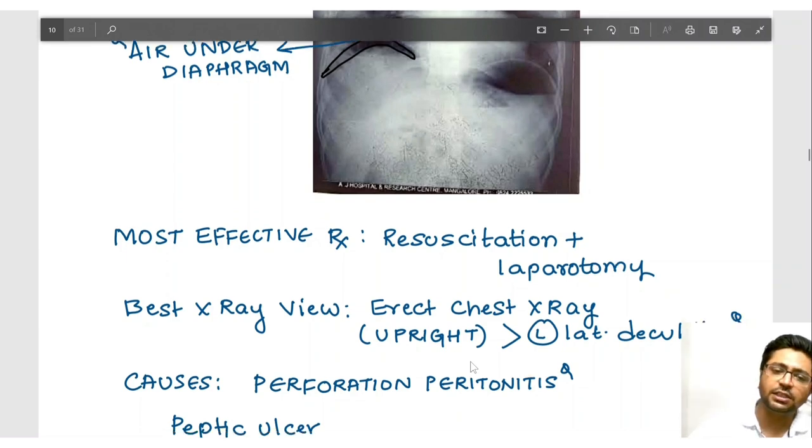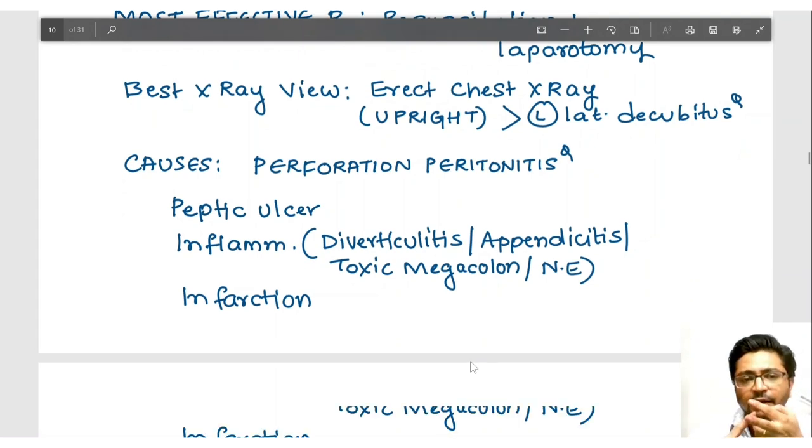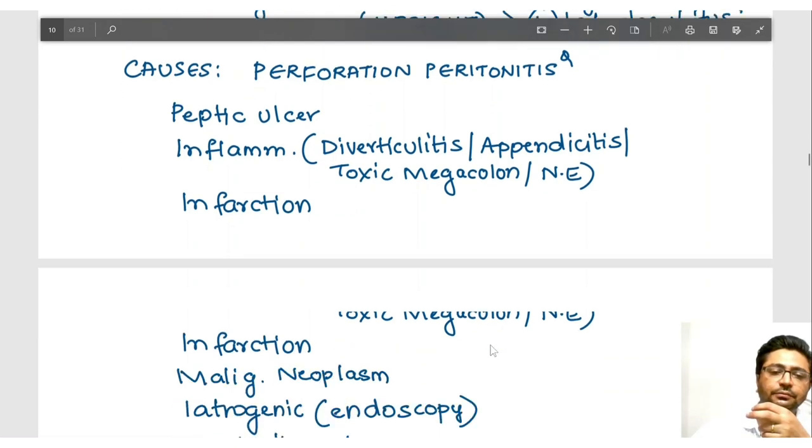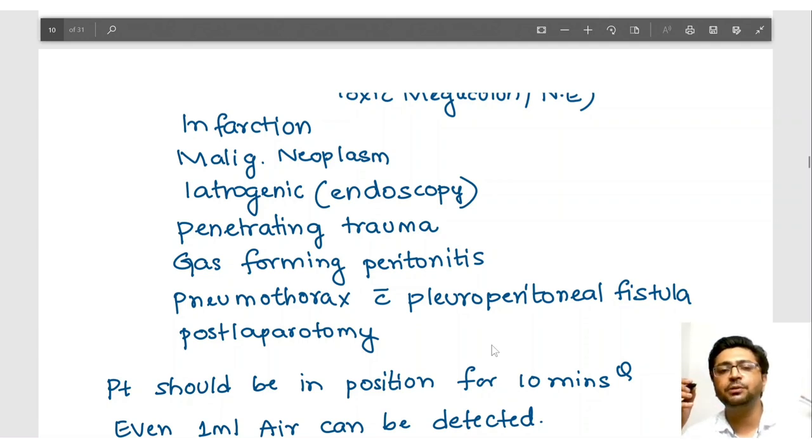So what are the different causes? Mainly perforation peritonitis, secondary to peptic ulcer perforation. It can be inflammatory processes like diverticulitis, appendicitis, toxic megacolon or necrotizing enteritis. It can be secondary to infarction. It can be a malignant neoplasm perforation. It can be iatrogenic following endoscopic procedures, penetrating abdominal traumas, gas-forming peritonitis, or there might be a pleuroperitoneal fistula and the patient develops pneumothorax, so the patient will develop pneumoperitoneum. And also if the patient has recently undergone a laparotomy or laparoscopic procedure, again air under the diaphragm can be appreciated.